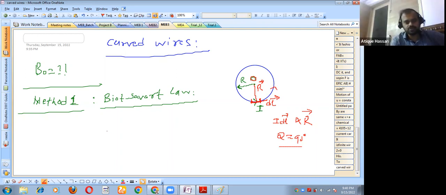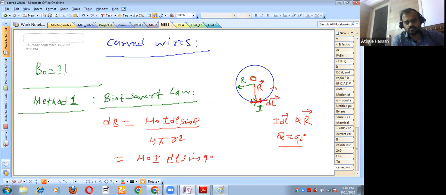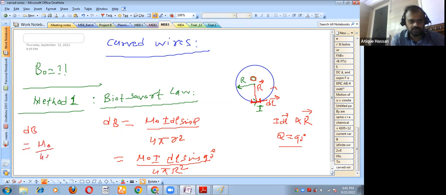Now half of our problem is solved. Now you can apply Biot-Savart law: dB is equal to mu naught I dl sine theta upon 4 pi r square. So mu naught I is given, dl is the length, sine 90 degrees, upon 4 pi r square. This is the magnetic field due to a small elementary portion of the wire. That comes to be dB equal to mu naught by 4 pi, I dl upon r square.